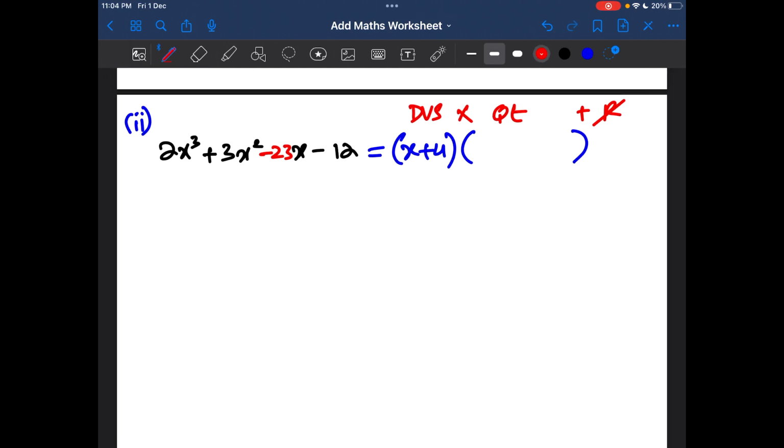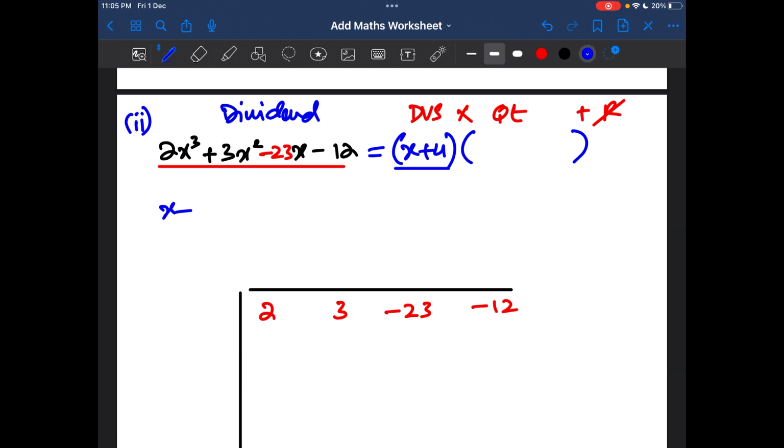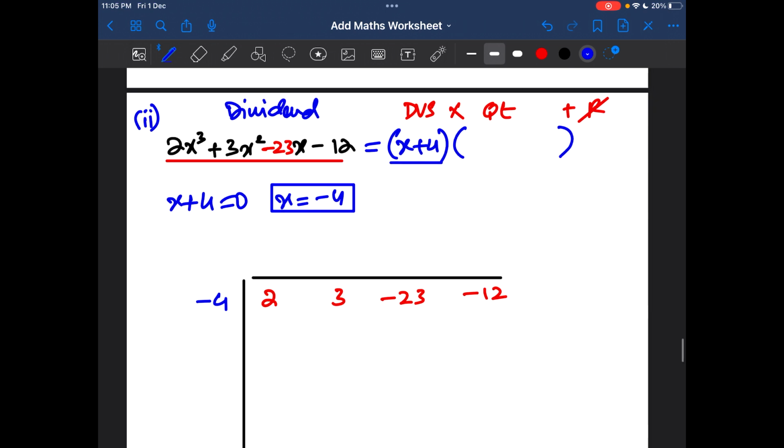We do the synthetic division here. We are going to copy down the coefficients of the expression, which are 2, 3, minus 23 and minus 12. Since dividend is equal to divisor into quotient plus remainder, this is the divisor. From the divisor we get the value of x by putting the divisor equal to 0, so x equals minus 4 here.